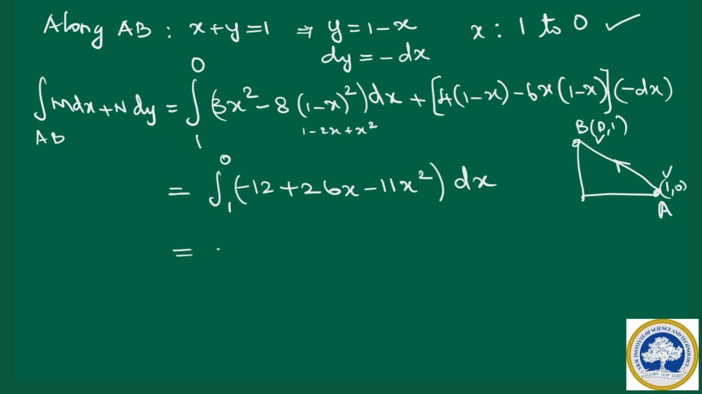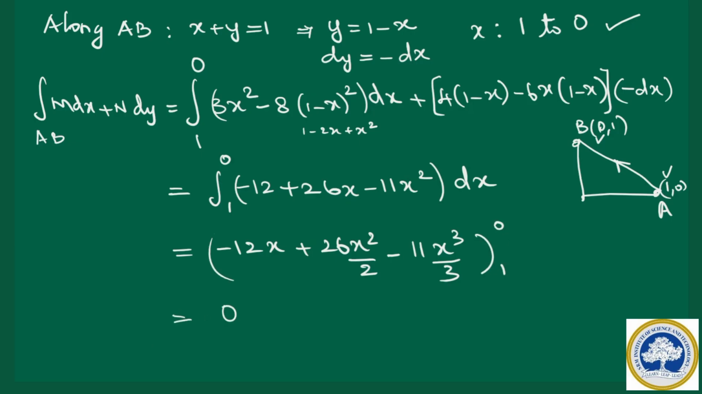So after integrating it, 12x plus 26x square by 2 minus 11x cube by 3, the limit is 1 to 0. So upper limit is 0 minus lower limit is 1. So 12 plus 13, this we can cancel, and then minus 11 by 3. So this is the upper limit and this is the lower limit. After simplification we'll be getting the answer as 8 by 3.